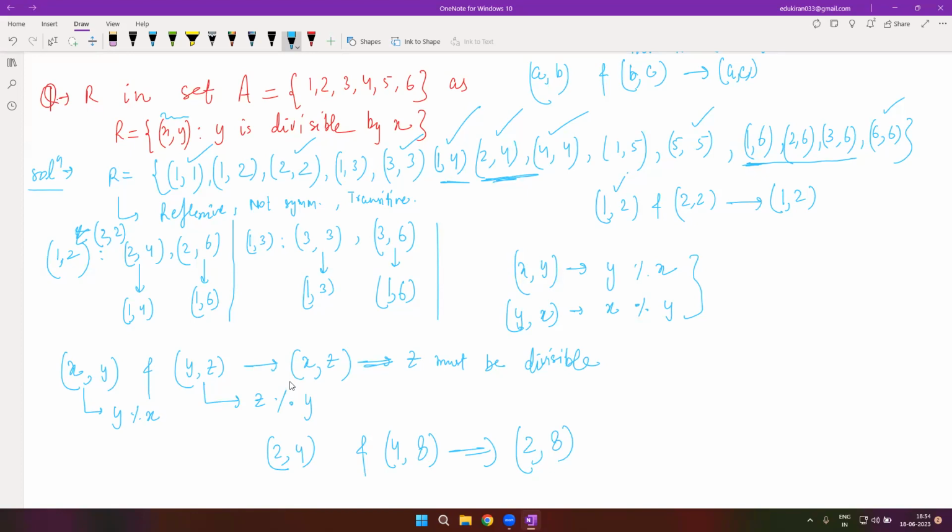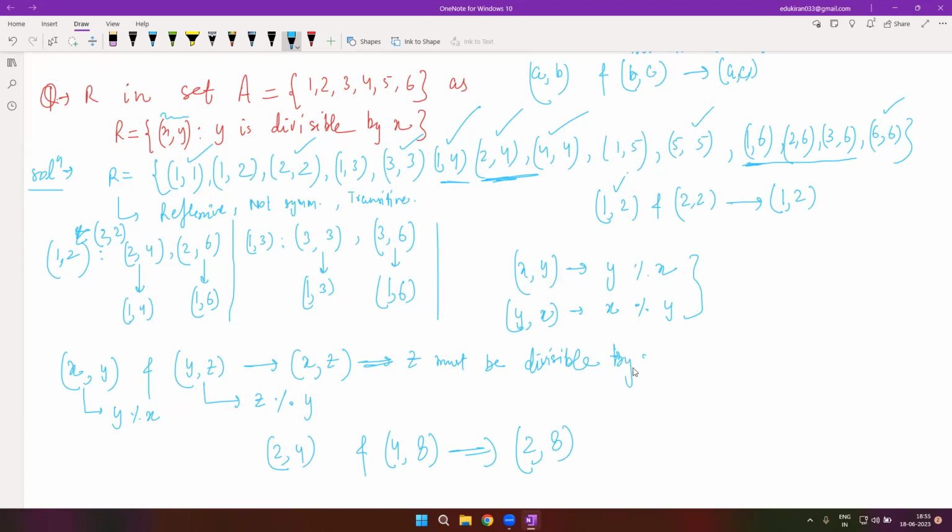If y is divisible by x, then any number which is a multiple of y will be divisible by x. Or you can think like that: if 4 is divisible by 2, then every number which is divisible by 4 will also be divisible by 2, right? Or if 3 divides something, let's say 9 or 12, then all the multiples of 12 will be divided by 3, right? So that is why the given relation is transitive.